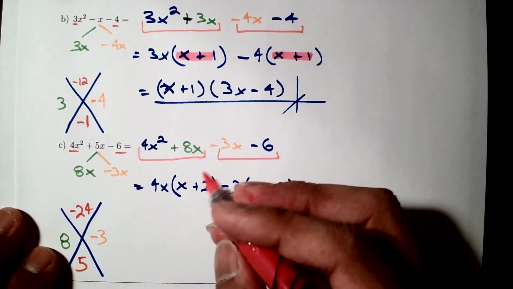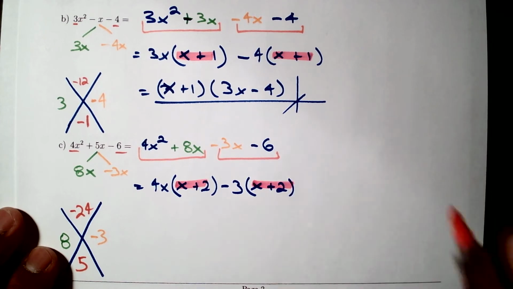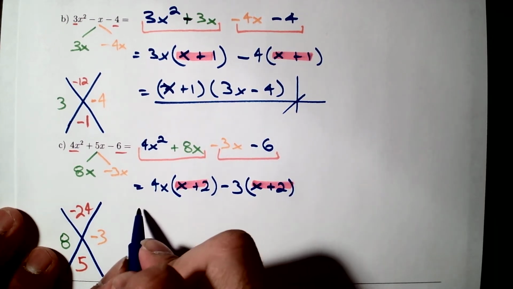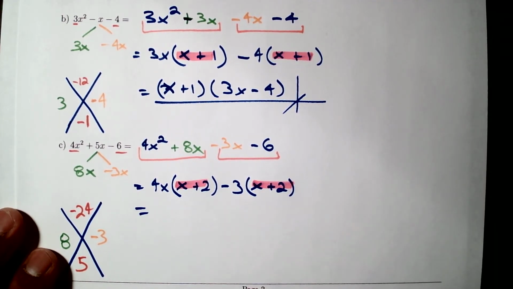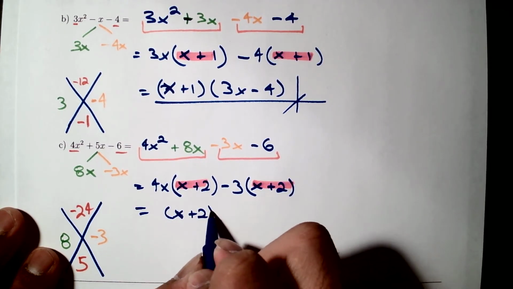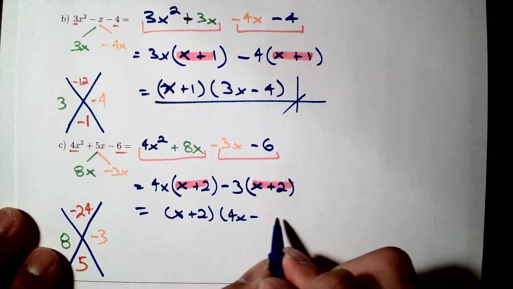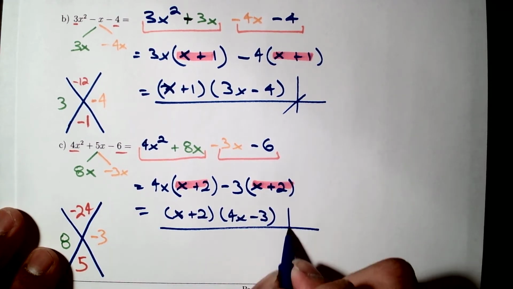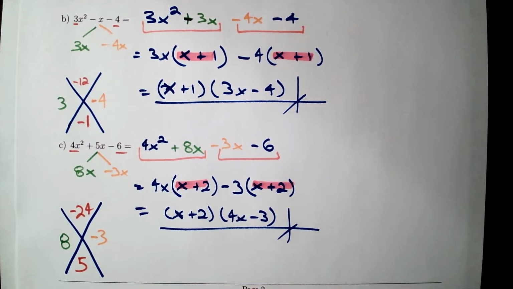So we have something more to do, which is factor out the GCF x plus 2 times 4x minus 3. Final answer. Alright.